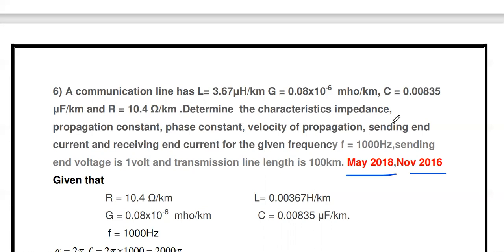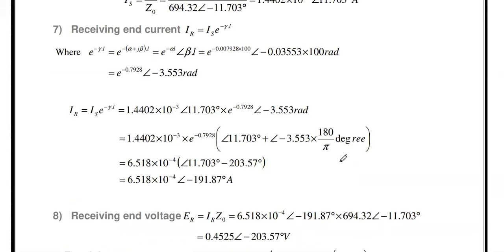So it is the same problem with different data. The resistor, inductor and capacitor values are given, and we have to calculate the characteristic impedance, propagation constant, phase constant, velocity, and so on. Now we are going to solve the first problem. See the question.